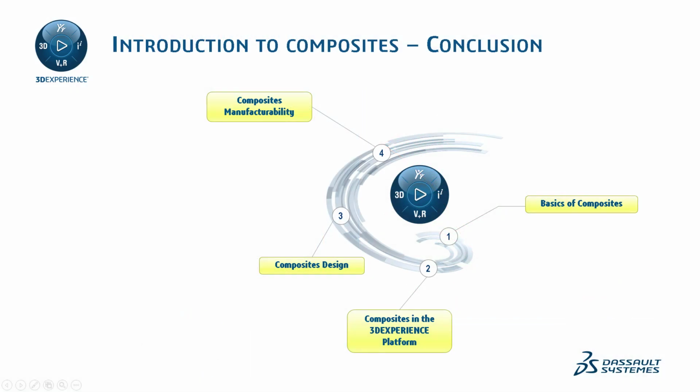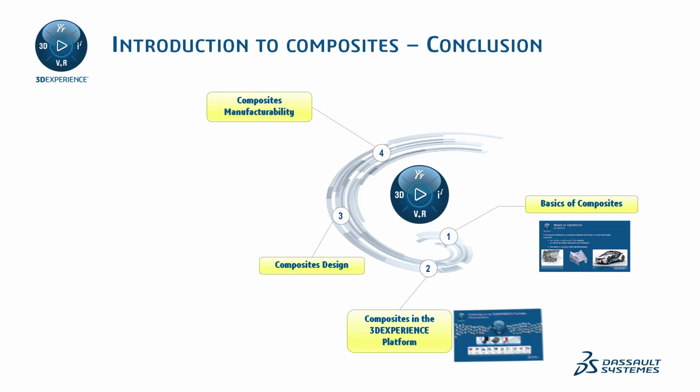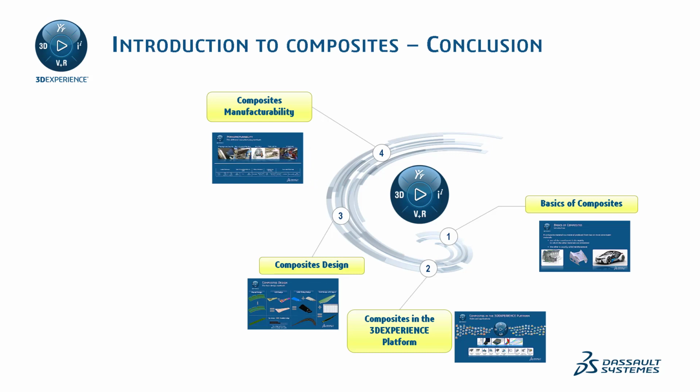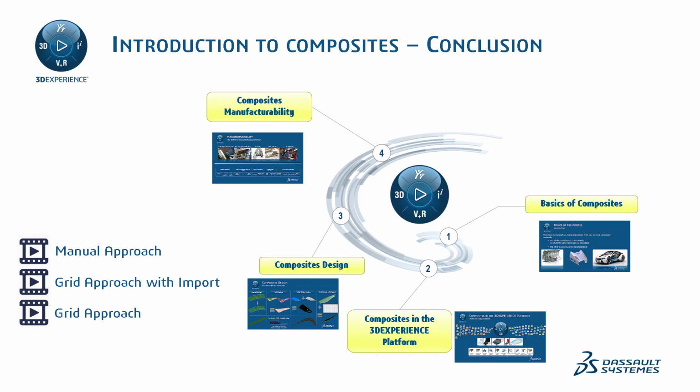This is the end of the tutorial. In this video, you've seen the basics of composites and the manufacturability of composites. You saw different apps available on the 3DEXPERIENCE platform for the design of composite parts, and you learned about composites design and manufacturability. We recommend, to go further, looking at one of the other videos focused on one of the techniques mentioned: manual approach, grid approach with import, grid approach, solid slicing approach design, and composite simulation.